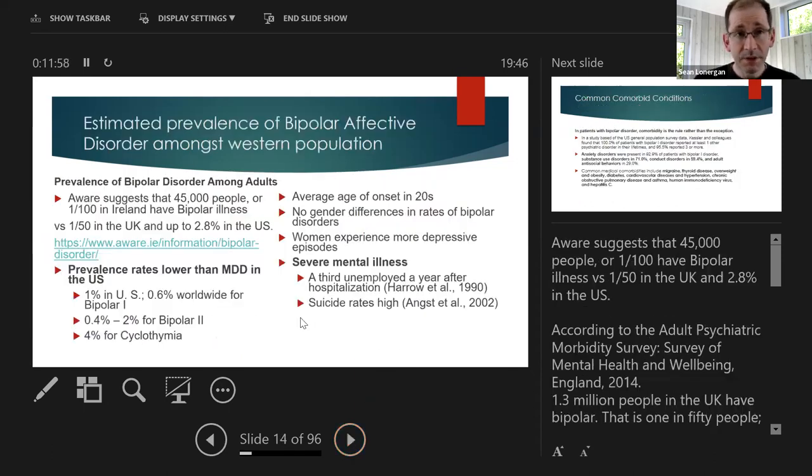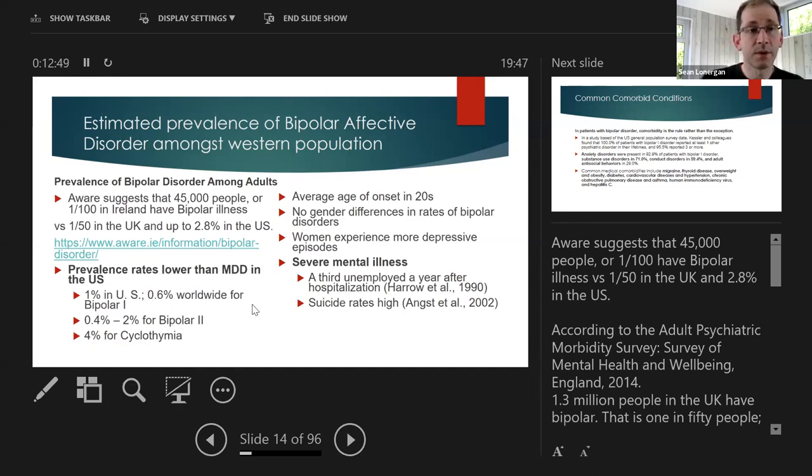The estimated prevalence of bipolar affective disorder amongst the Western population seems to vary depending on, I suppose, what statistics you're looking at. Aware suggests that approximately 45,000 people, or 1 in 100 people approximately in Ireland, have bipolar illness. In the UK, statistically, it seems to be indicated that it's about 1 in 50 people and approximately 2.8% in the US. So that would suggest that there could be quite a large range of difference in how bipolar illness is being presented, diagnosed, or the percentage of people within a population that might be represented as having a bipolar illness, which is something that is quite interesting as well.